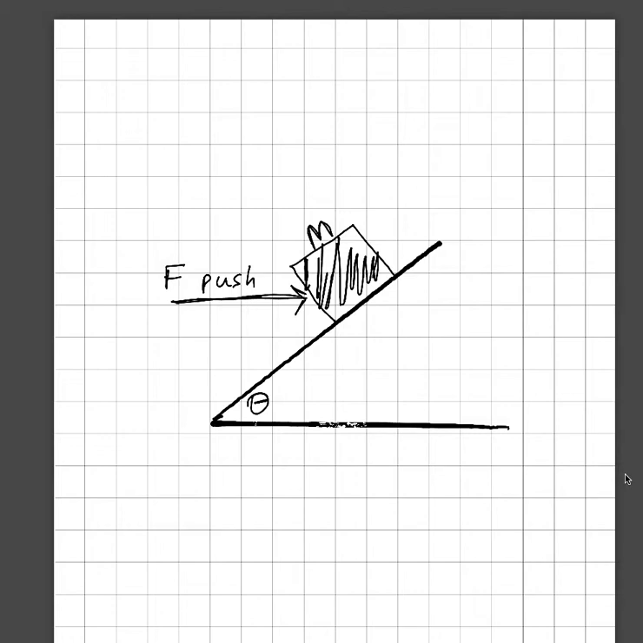All right, here we're going to look at the inclined plane, and we're going to look at all the forces at play on this inclined plane as I'm pushing this mass up the inclined plane, and it's going to have a constant acceleration. What are the forces at play?